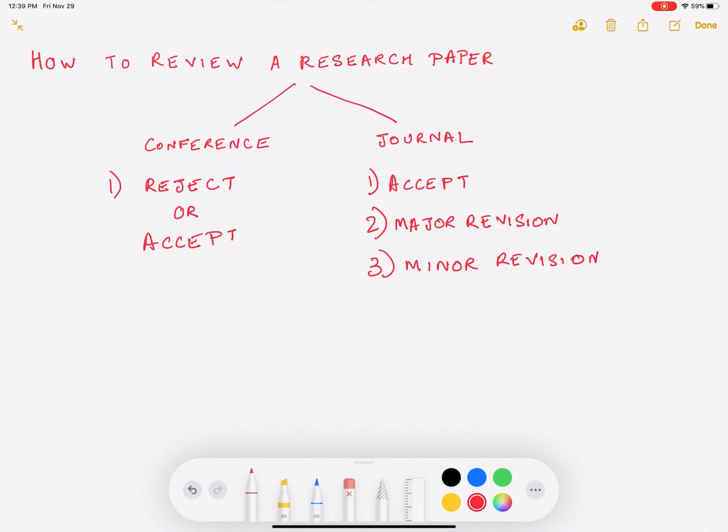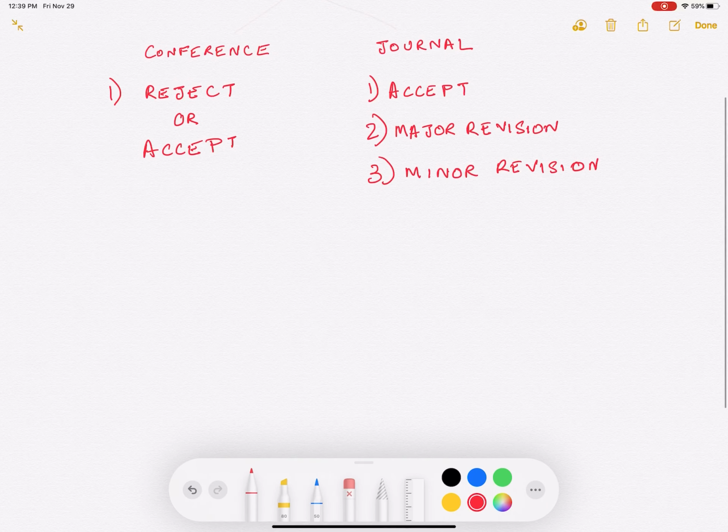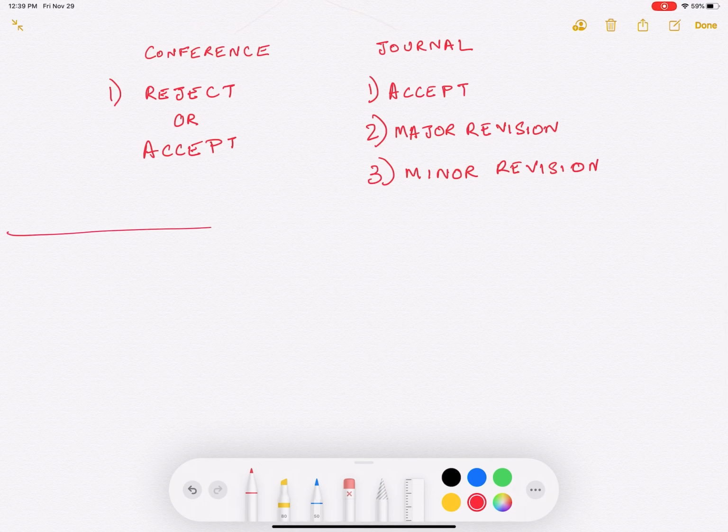So this is from the perspective of the author who has submitted the manuscript. Now, from the perspective of the reviewer, it is slightly different because the way you review the paper is kind of guided by the outcomes. So first, let's look at a conference. Now, at a conference, a paper gets accepted or rejected. However, you are not going to just give an accept or a reject rating. There are multiple options at a conference as well.